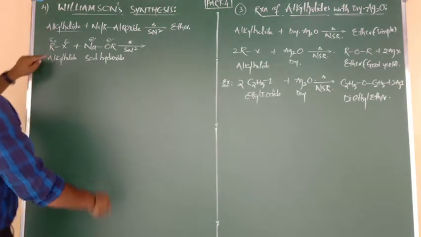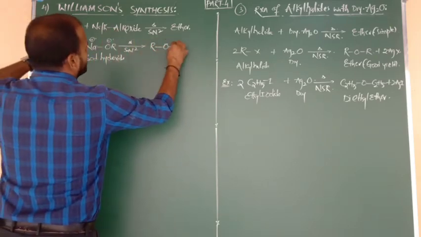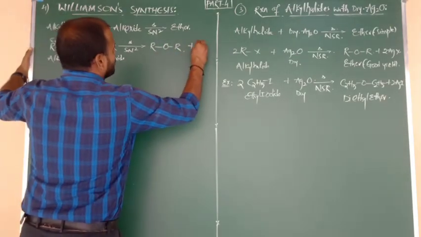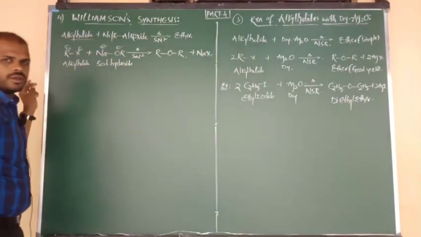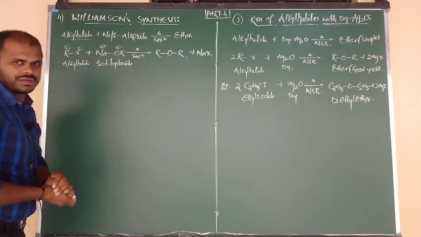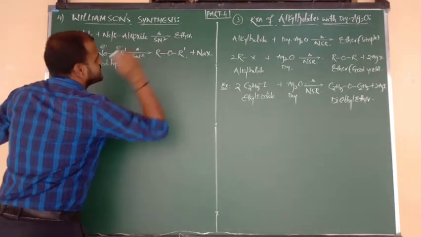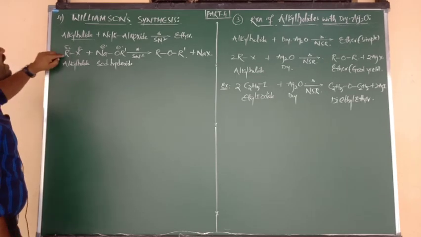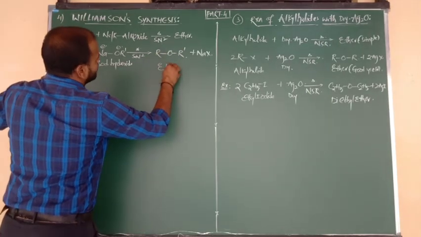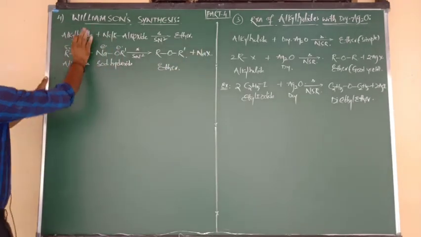Understood, beta? Good. So now I am going to write the product: R, with X minus replaced by OR, so O bonded to R. Clear, beta? And now Na plus combines with X minus and is removed in the form of NaX. To show which R is coming from which reactant, we denote OR prime, and this is also R prime. Now clear? So R plus OR prime minus, and here this is your product. The product is nothing but ether, and Na combines with X and is removed in the form of NaX.